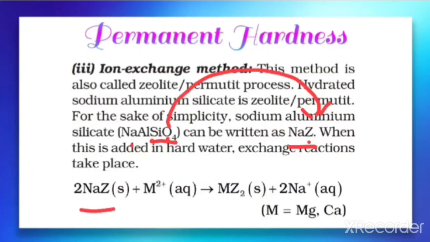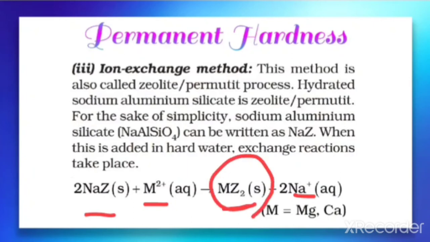So NaZ plus M2+. What is M2+? Here M is the magnesium and calcium ion which is present in the water, and that is what causes the hardness of the water. So our aim is to remove this ion. When we add the zeolite, represented here as NaZ, it forms MZ2 plus 2Na+.